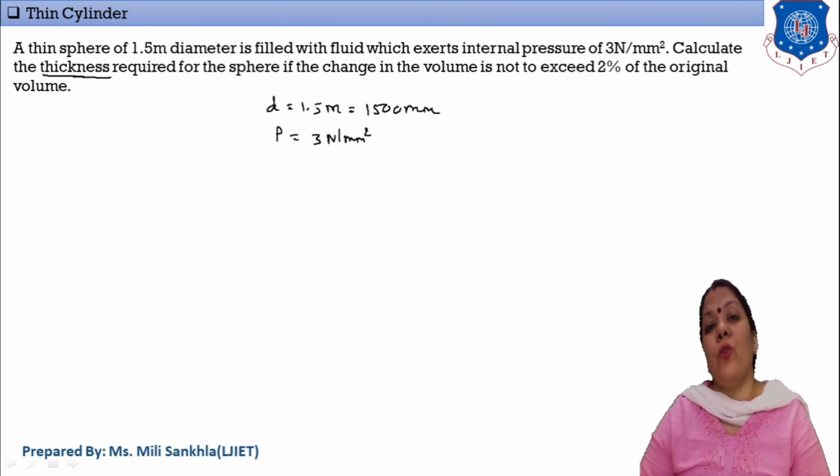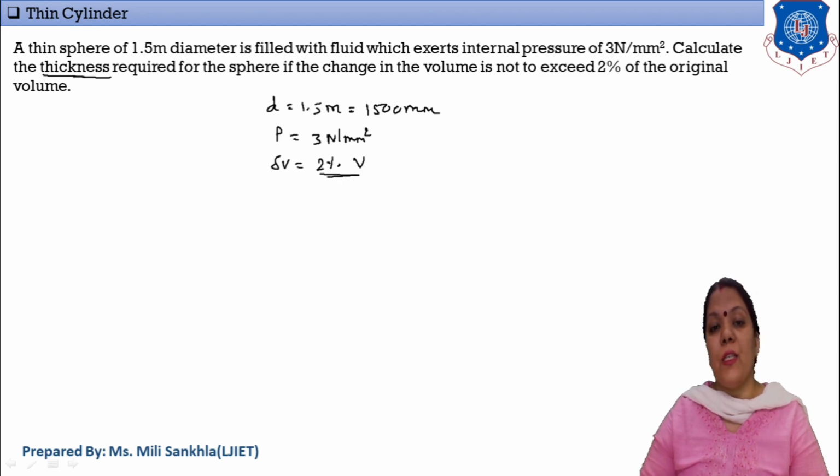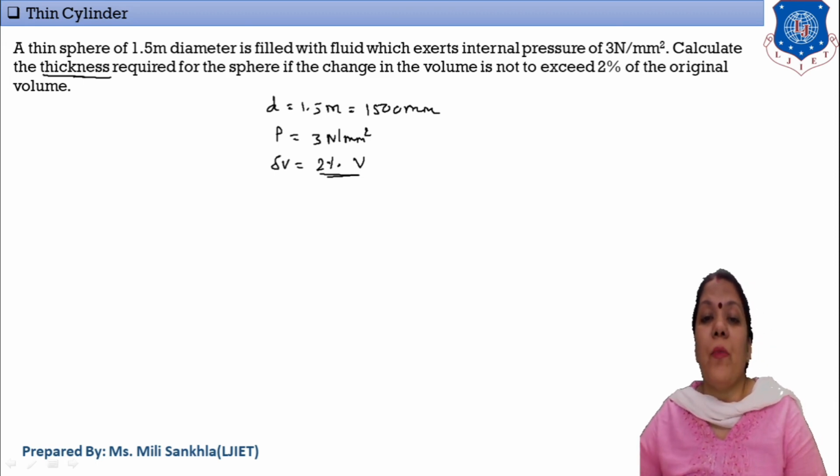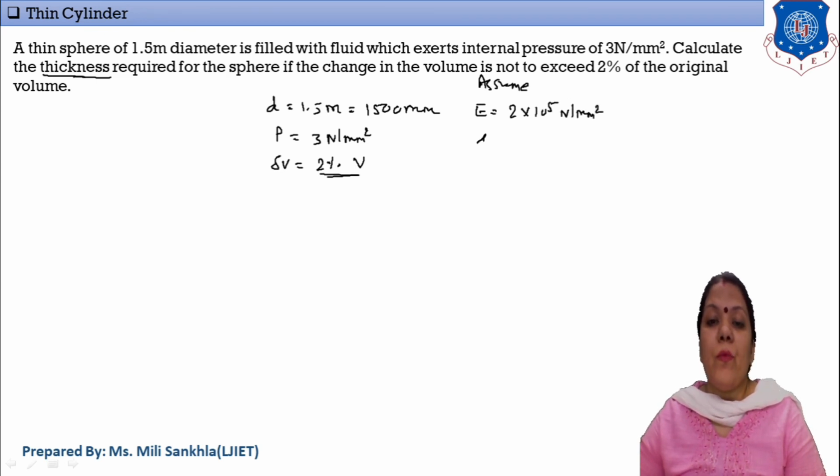Here the thickness is unknown. We find out the thickness for the given spherical vessel, and this change in volume relation is given: change in volume is equal to 2% of original volume. For that, first we find out our original volume. In this example, again the value of Young's modulus is not given, so simply make a heading here: 2 into 10 raised to 5 Newton per mm square, and mu, or we can say 1 by m, is equal to 0.3.